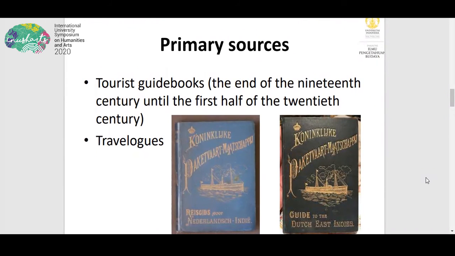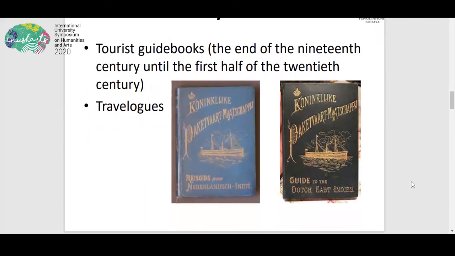It was published in 1896. This is a Dutch guidebook, later translated in English with the title Guide to the Dutch East Indies, published in 1897. It was published by KPM, Koninklijke Paketvaart Maatschappij, the Dutch shipping company. We also use travelogues of the 19th century to compare, especially the areas that are covered in the guidebooks.